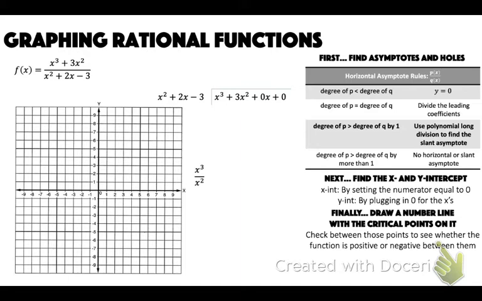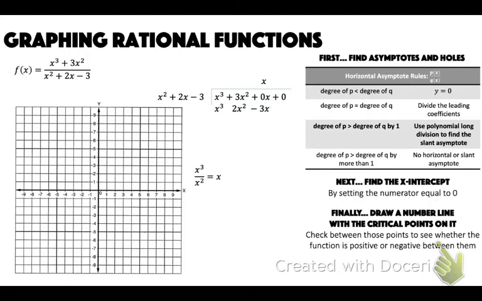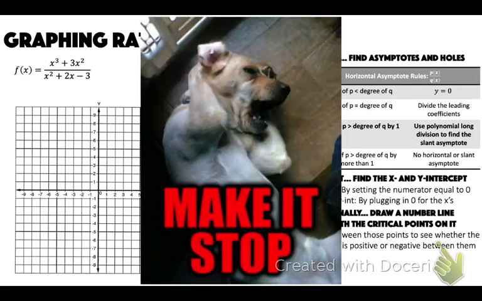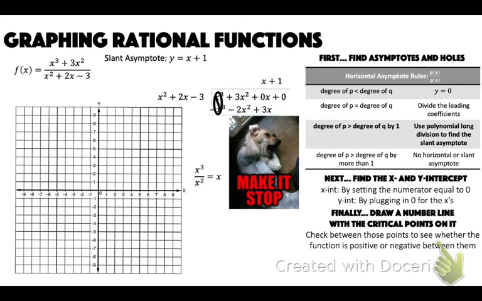So x cubed divided by x squared is x, so that goes up top. Multiply, we get x cubed plus 2x squared minus 3x. Change those signs. So those cancel, and I'm left with x squared plus 3x. I'm going to drop the 0. Then we can divide first with first. So x squared divided by x squared is 1, so that's going to be plus 1. And then we can stop. So our slant asymptote is at y equals x plus 1.